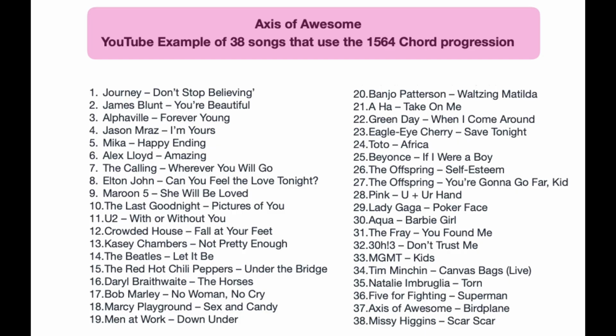Okay, so I hope you've really enjoyed this lesson and learning that fantastic chord progression. There is a fantastic example of songs that use this chord progression by a band called the Axis of Awesome. It's on YouTube, so just type in Axis of Awesome 1564 chord progression. They use 38 songs that use it. It's a great watch, and there is a bit of swearing in there, but this will give you a great idea of how it works.